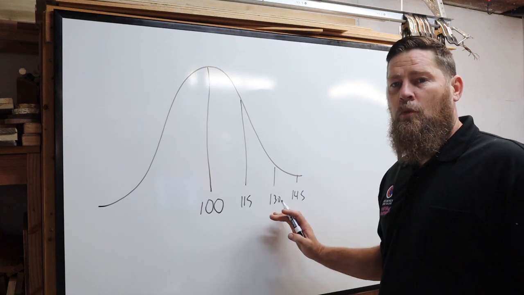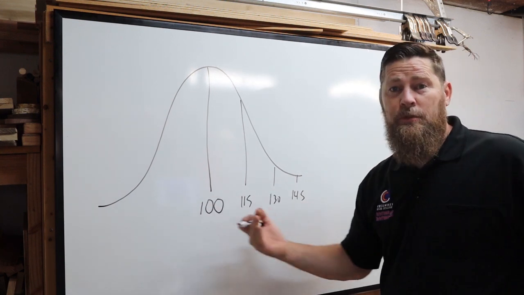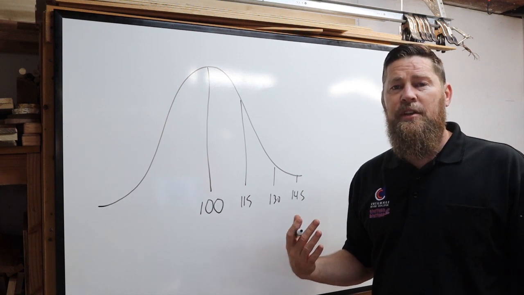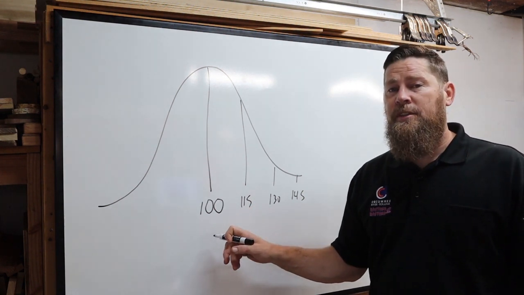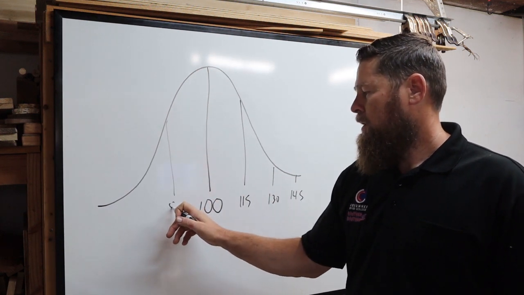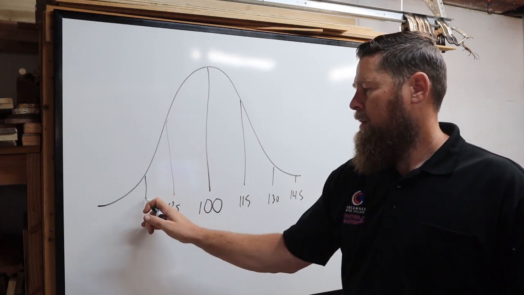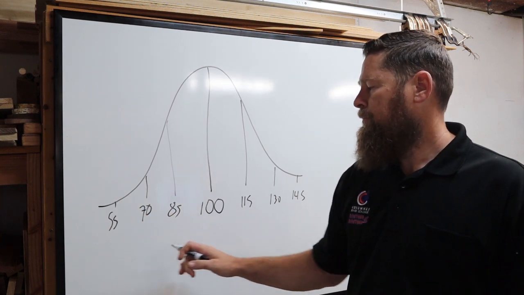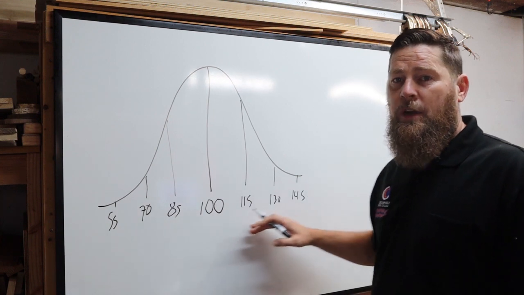$100, $115, $130, $145. As I count up in terms of standard deviations, we could convert these numbers into raw scores. Or we could also go the other direction if you want. We can do 85, 70, 55. These are the raw scores for IQ.